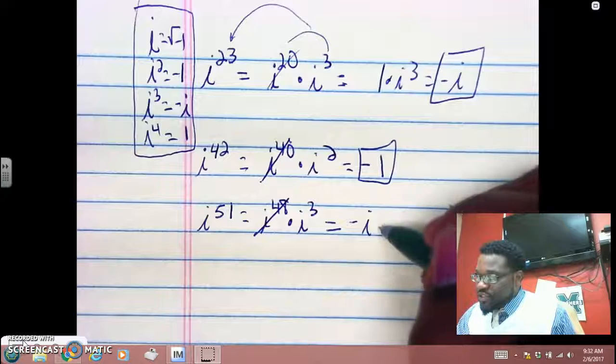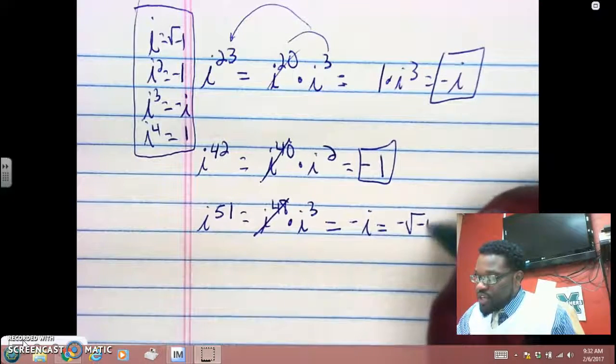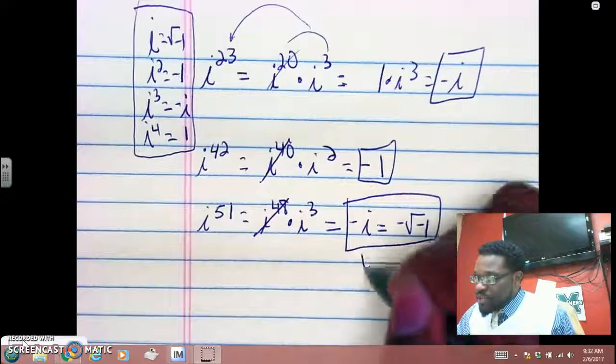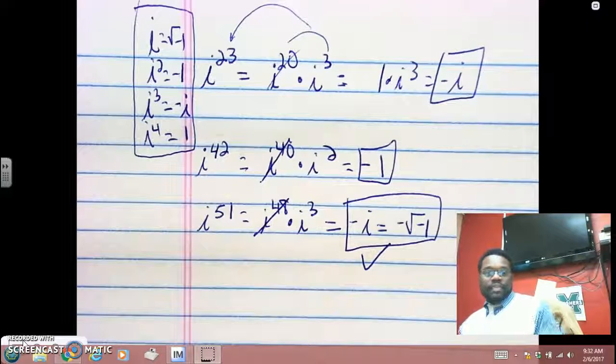Or, I didn't say this earlier, it's in other notes, it's actually either one of those. But most of the time they want it in terms of an i, so they'll keep it like that.